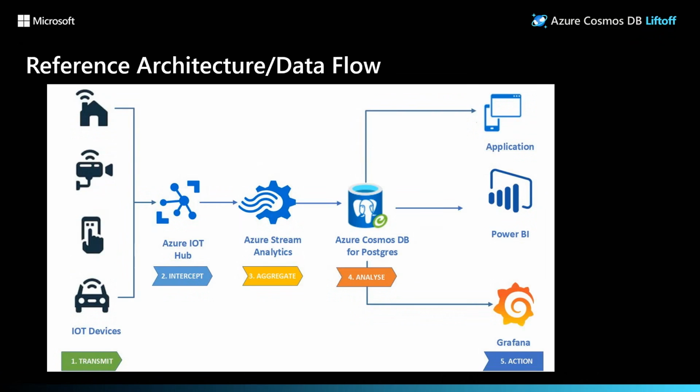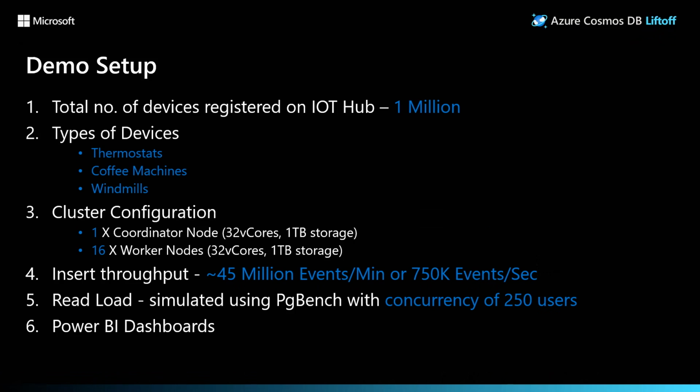For this demo, the data flow has been set up as explained on the previous slide, wherein we have already registered 1 million devices, including thermostats, coffee machines, and windmills, on Azure IoT Hub. We have used the IoT Hub device provisioning service to provision the devices at this scale.